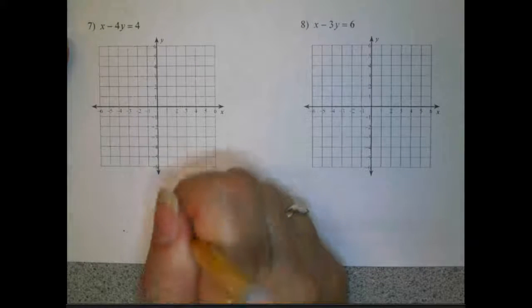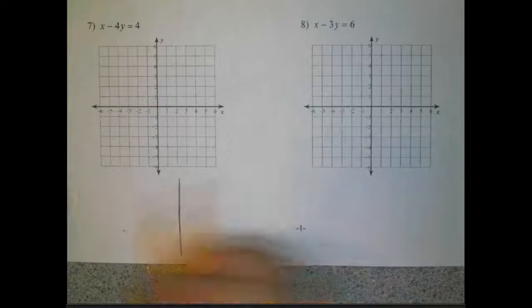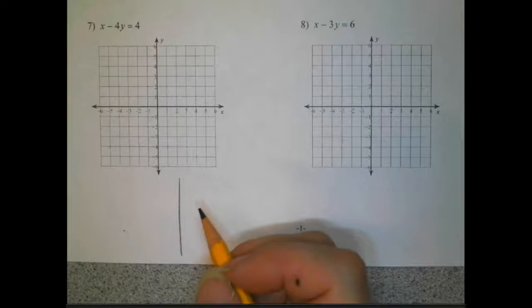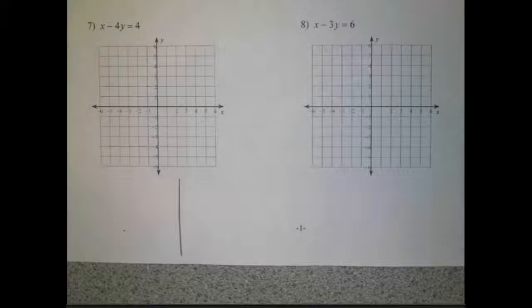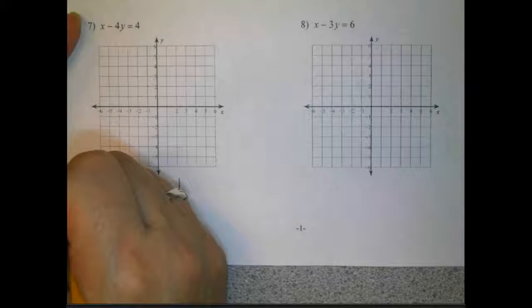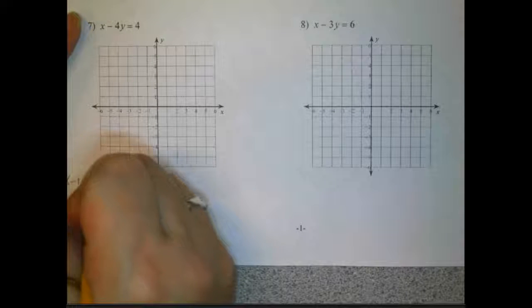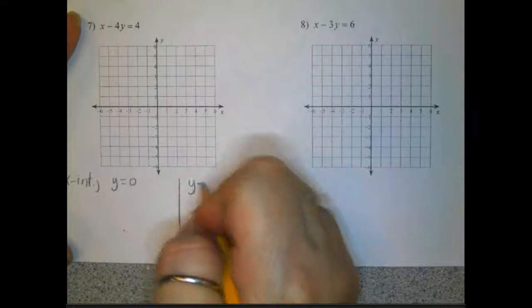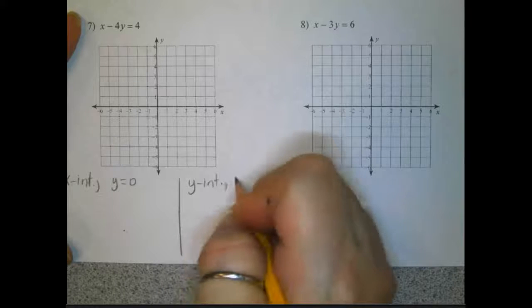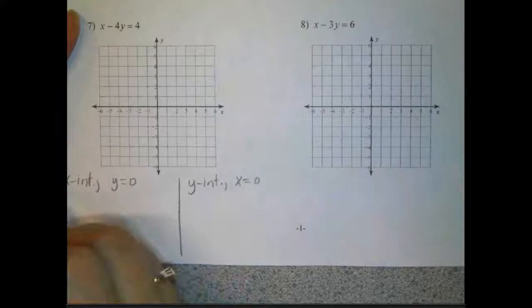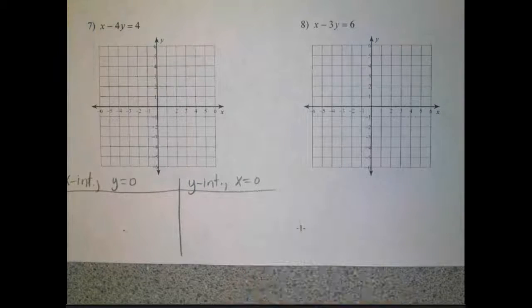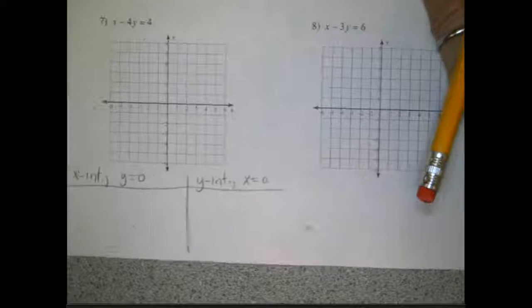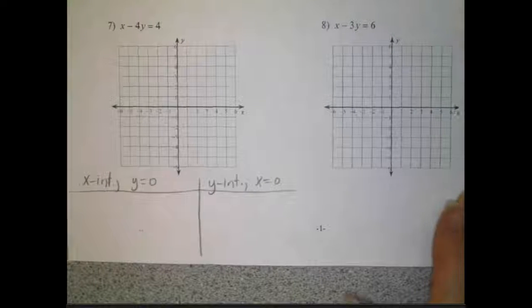I'm going to go ahead and draw my line here, and I'm going to write down my heading. So I want you guys to go ahead and write your heading for number 7. Your heading? X-intercept. Y equals 0. Y-intercept. X equals 0. So you guys should have your nice, neat heading. Okay, because that's going to help you with the work.